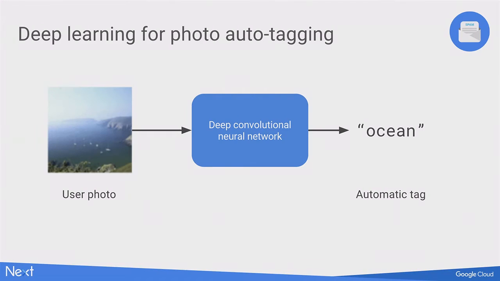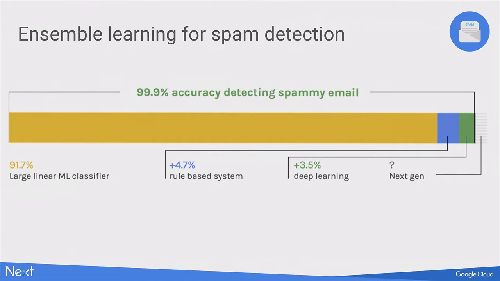Just to give you an example from a familiar product of the kind of magic that deep learning provides. This is how Google Photos uses deep learning models to analyze photos and to auto-tag them. Using machine learning and deep learning, Google Photos can analyze photos like the one you see on the left and determine that this photo should be tagged with the tag ocean. So let's get back to spam now. We take the similar kind of magic that you see in photo tagging and apply it to spam detection.